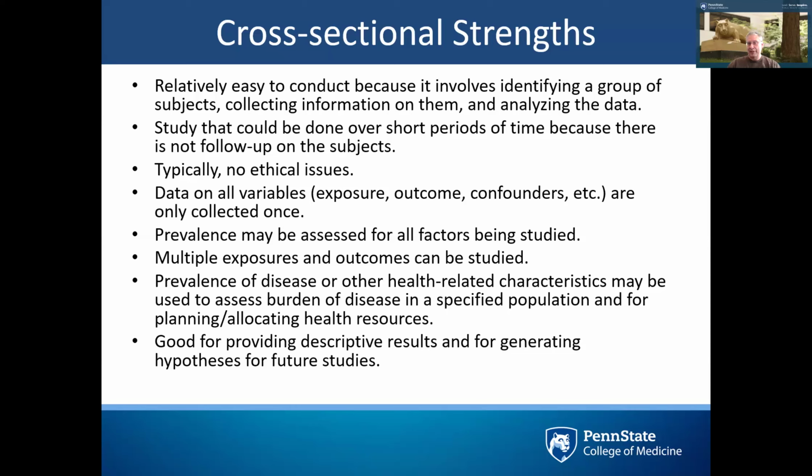Prevalence may be assessed on all the factors being studied. Multiple exposures and outcomes can be studied. So you can have different types of cancers and different types of exposures and see what their relationships, if any, are. Prevalence of diseases or other health-related characteristics may be used to assess the burden of the disease in a specified population. And this helps plan and allocate health resources. And cross-sectional studies are very good for providing descriptive results for generating hypotheses for future studies.